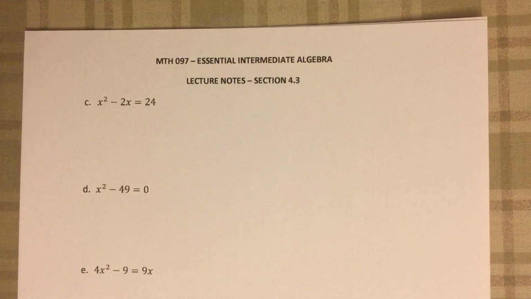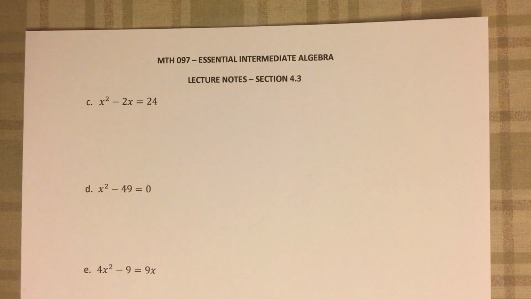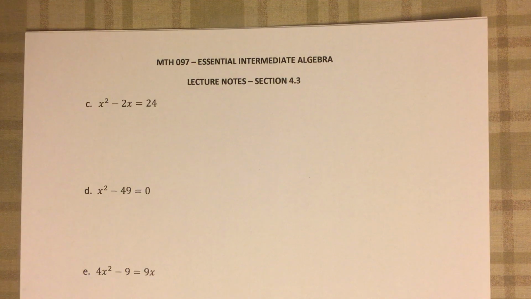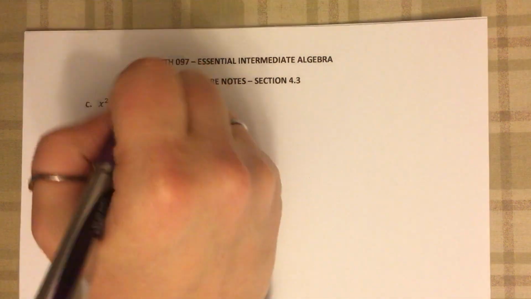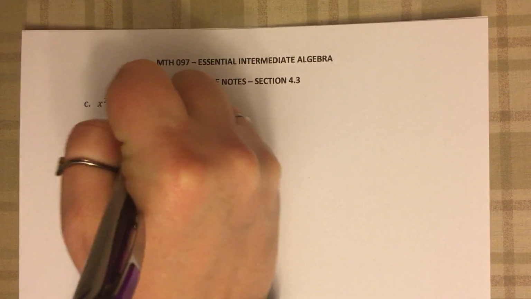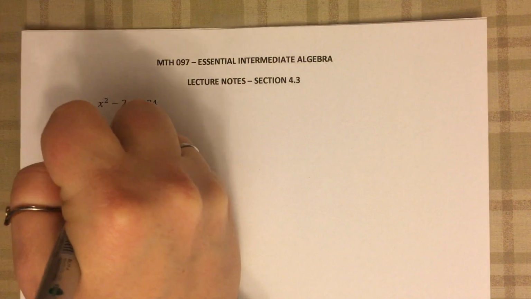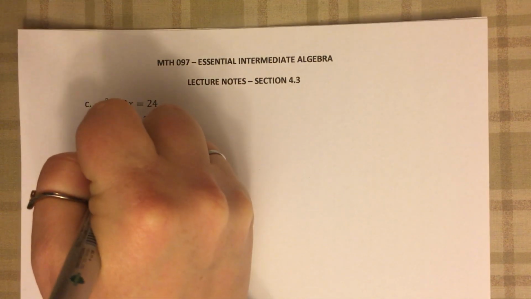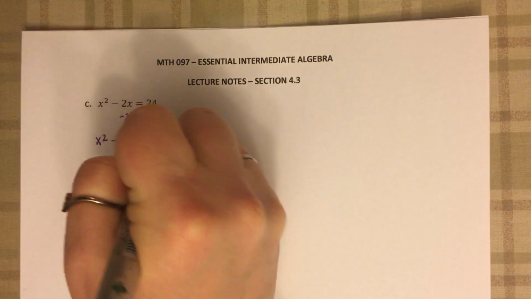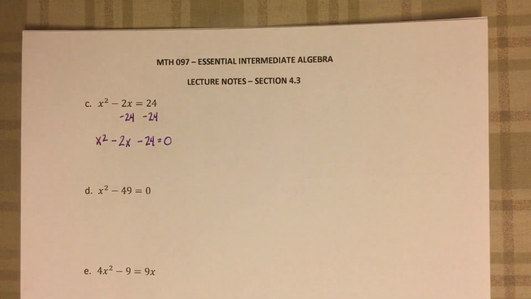All right, let's go through some more problems using factoring. In this next problem we do not have our equation set equal to 0 to begin with. So before we do anything, we want to move this number to the other side. So we're going to subtract 24 from both sides. Right, so we have x squared minus 2x minus 24 equals 0.